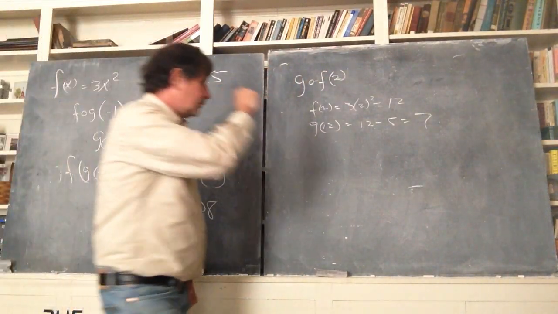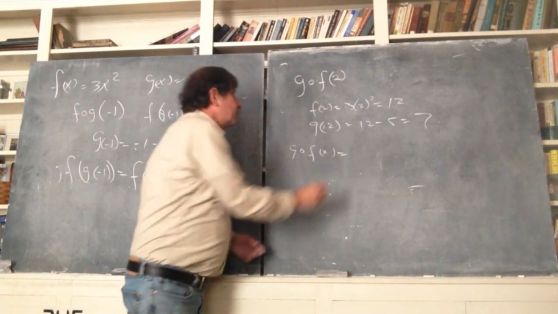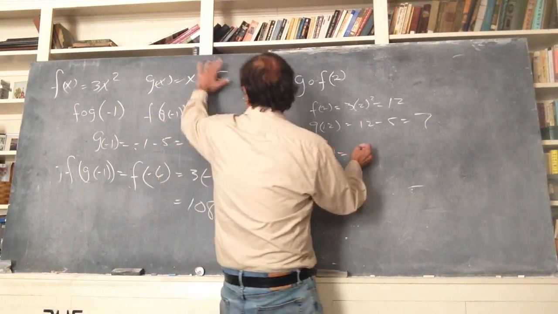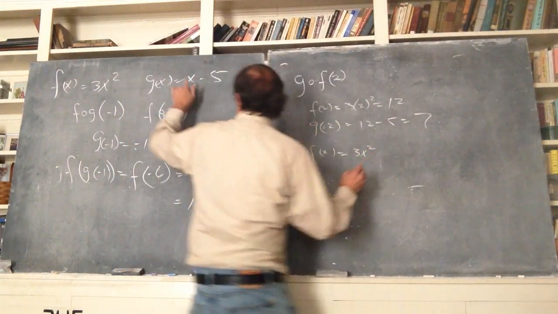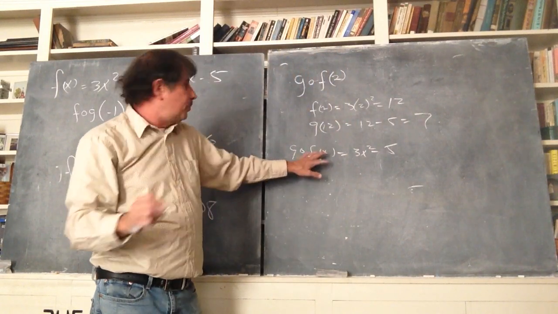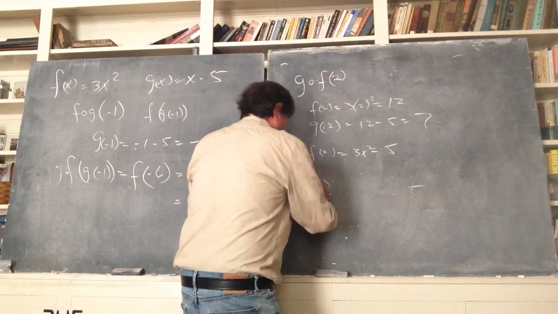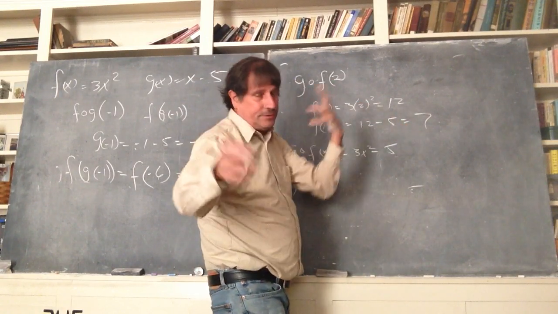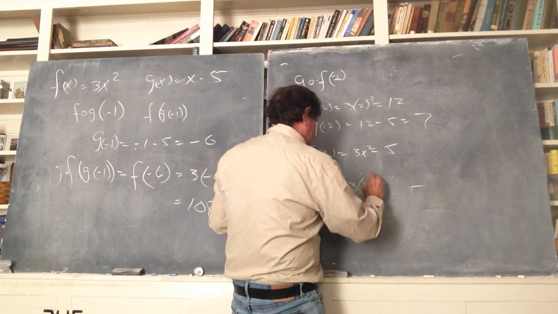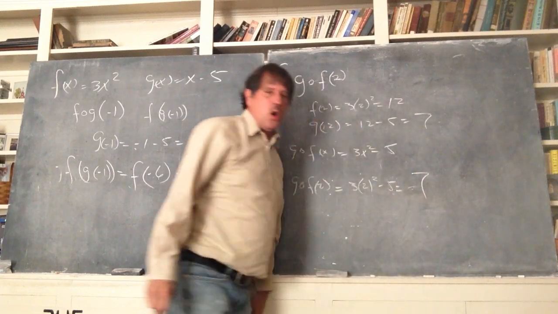One more thing. g∘f at x, what is that? I'm putting f at x into g of x. So this would be 3x squared minus 5. And if I put this 2 in here, g∘f at 2, well, we better get 7 or I have to start this over because I made a mistake. So it's 3 times 2 squared minus 5, oh yeah, 7.